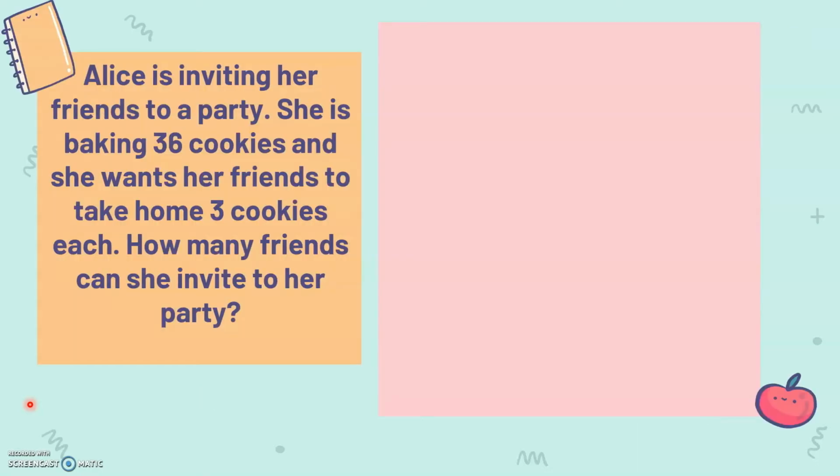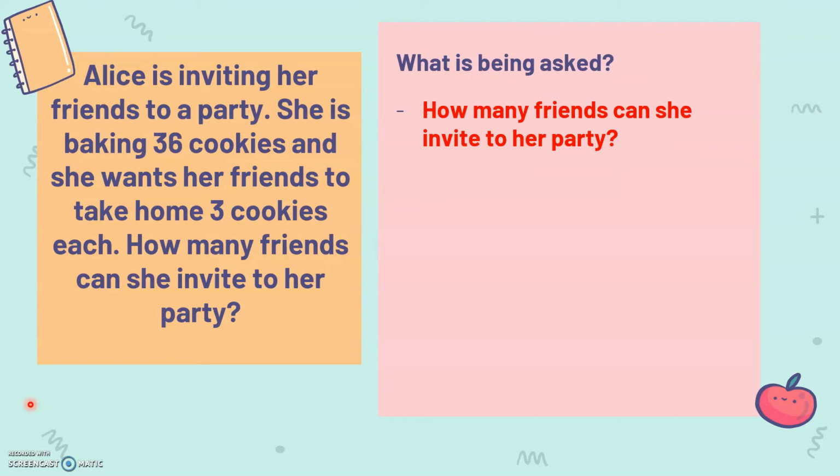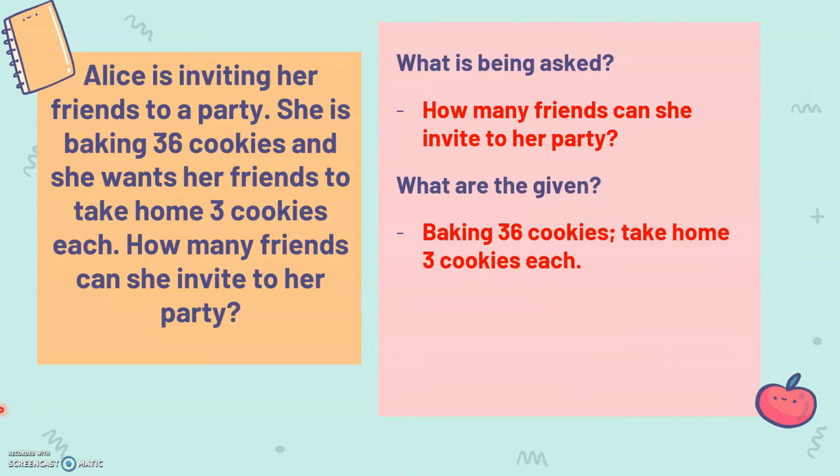So let's analyze. First, we need to identify what is being asked in our start problem. How many friends can she invite to her party? Then after that, let's identify what is given. Exactly, baking 36 cookies and take home 3 cookies each. So, for our equation, it will be 36 divided by 3 is equal to n. But, how will we divide it?